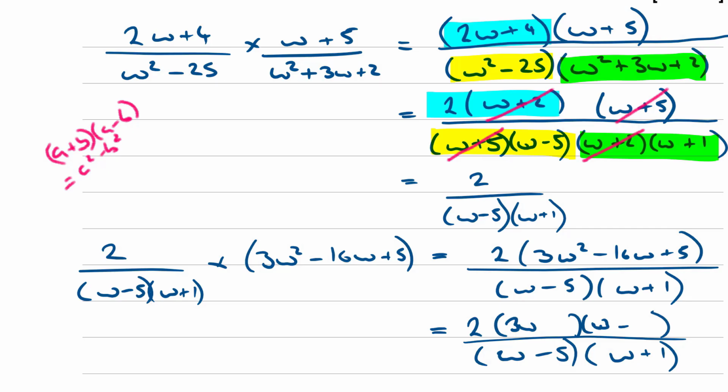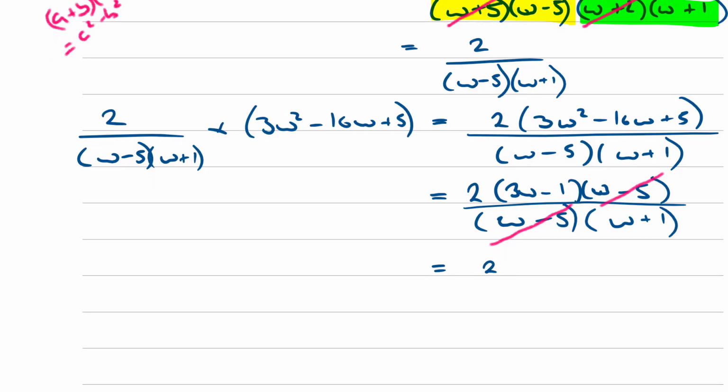So if we put a minus 5 in there and a minus 1 in there, then that kind of works, doesn't it? 3w times the minus 5 would give me minus 15w, and the minus 1 times the w would give me minus w, so minus 16w altogether. So that does work. Right, so then can we cancel anything now? Again, I've got a w minus 5 there and a w minus 5 there, so they can cancel each other out.